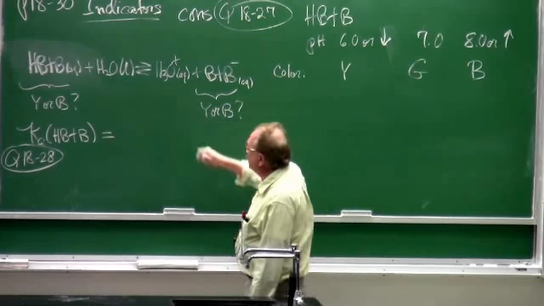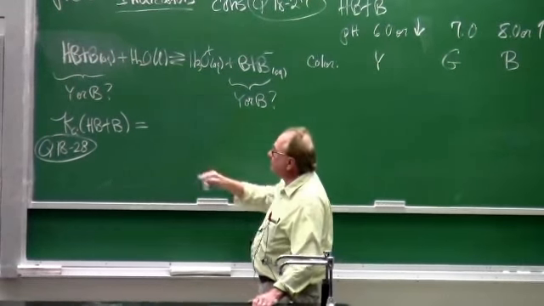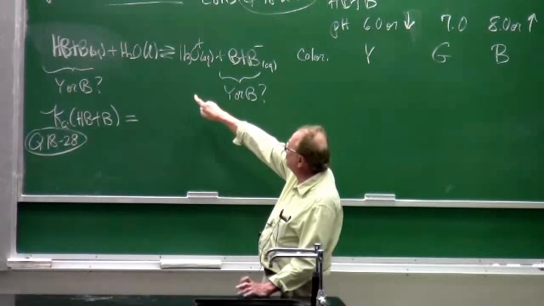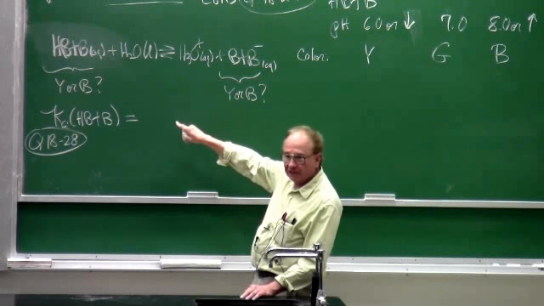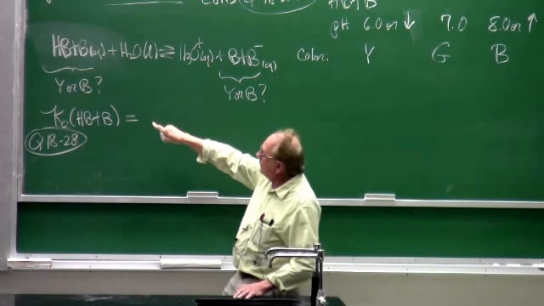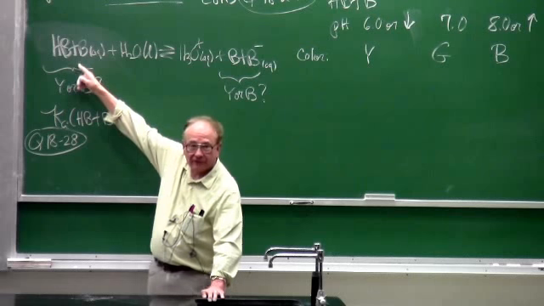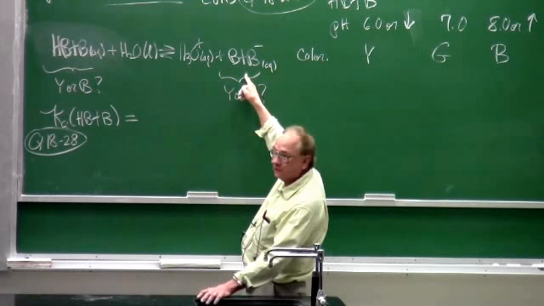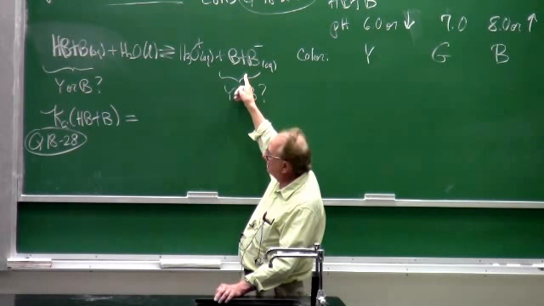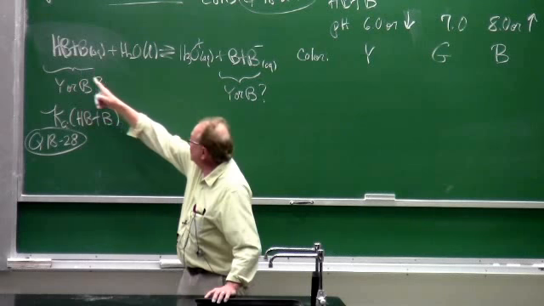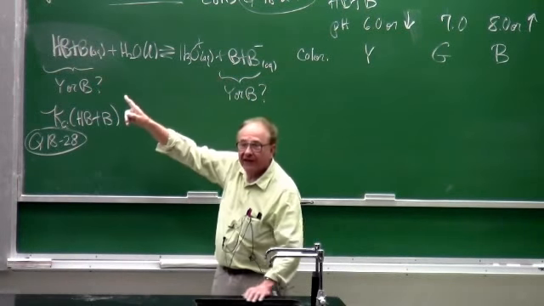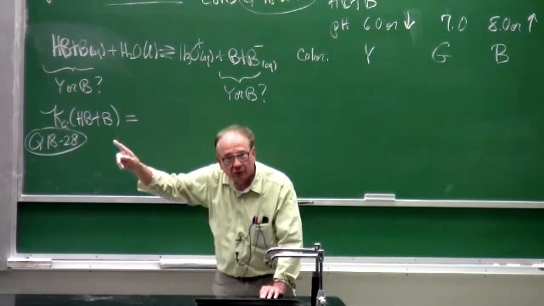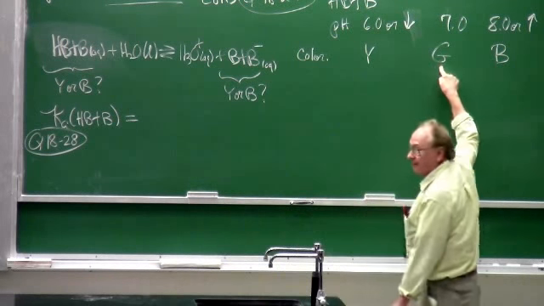So we're going to look at this equilibrium, because this represents the conversion of HBTB by reaction with water to make hydronium and BTB minus, and ask the question, is this the yellow stuff or the blue stuff? If this is the yellow stuff, then this is the blue stuff. But if this is the blue stuff, then that's the yellow stuff. When I have these things mixed in equal mole quantities, I get green.